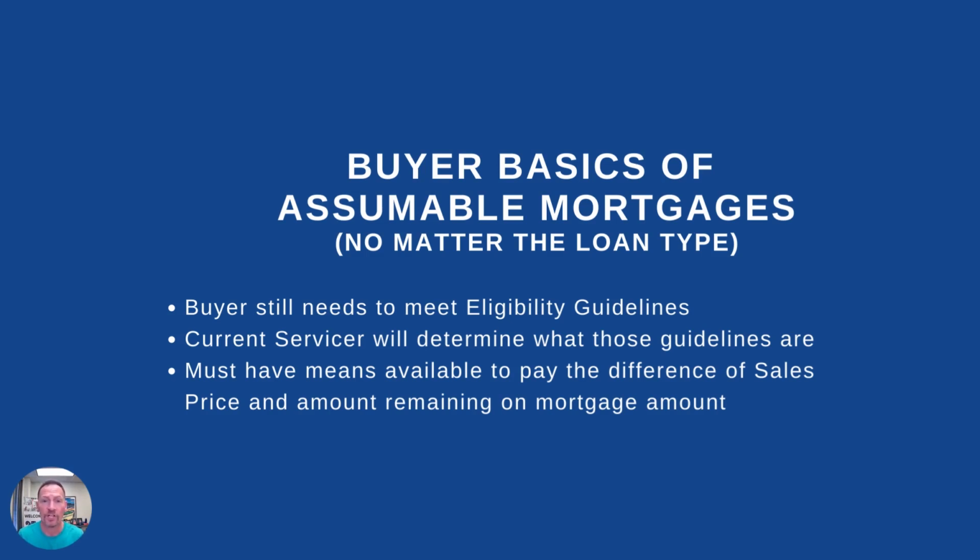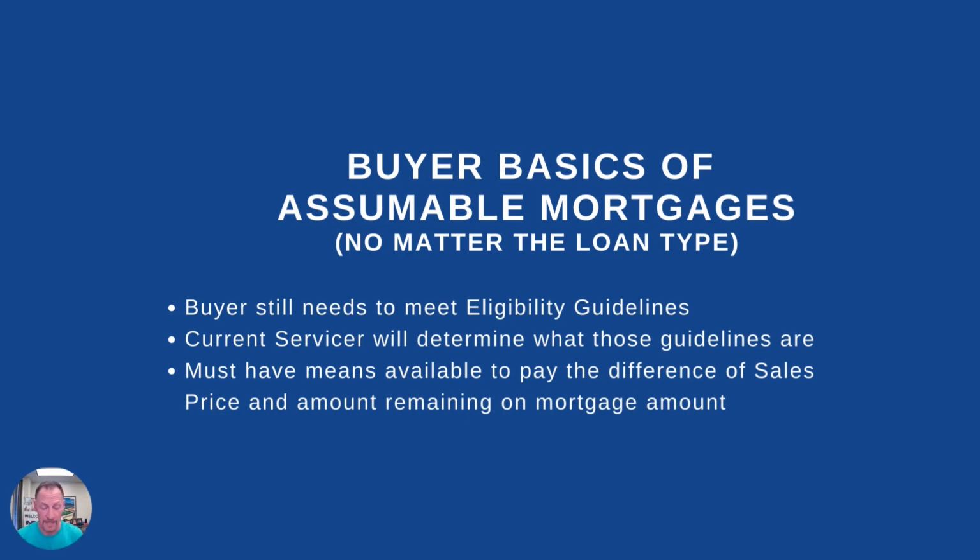The current servicer, the current person that's receiving those payments, is going to be the one that's going to make the determination on what those eligibility guidelines look like. And a buyer is going to have the means to make sure that they can pay the difference between what the new purchase price is and what the balance owed is.